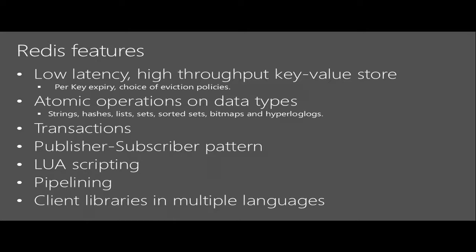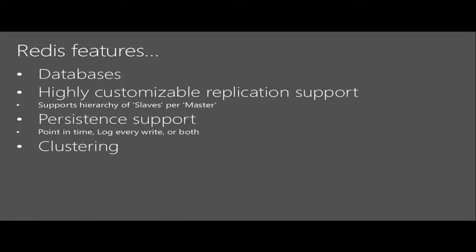There's Lua scripting. There is pipelining, so you can parallelize how messages are sent between the client and the server. Multiple client libraries. It has this concept of databases. What a database basically means is that within a Redis server, you can have logical separation of data. So you can say, I have a customer app for 5 tenants, then you can segregate tenants 0 to 5 in different databases. It's a single Redis server, but just a logical separation of data.